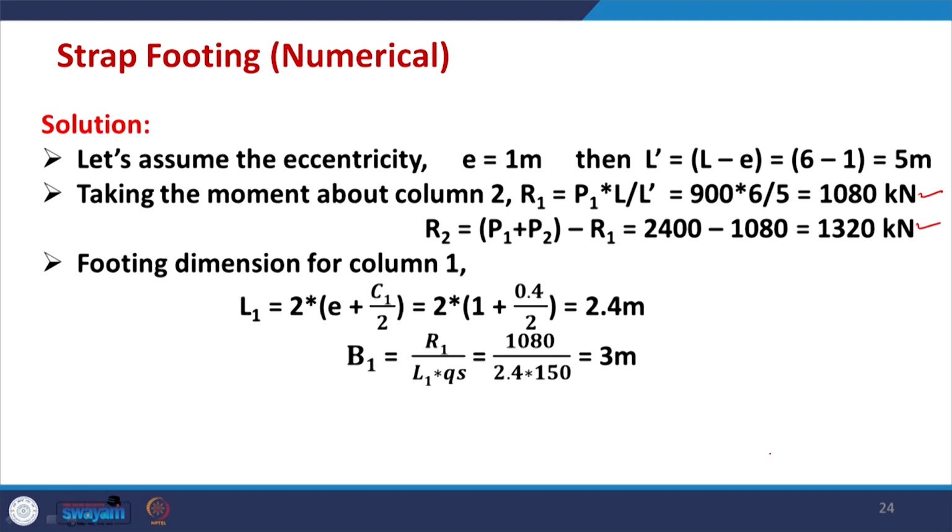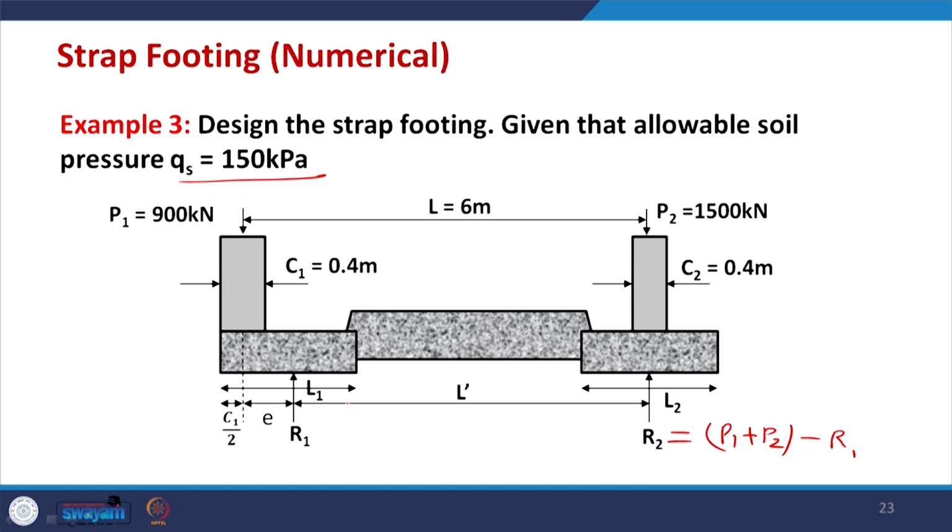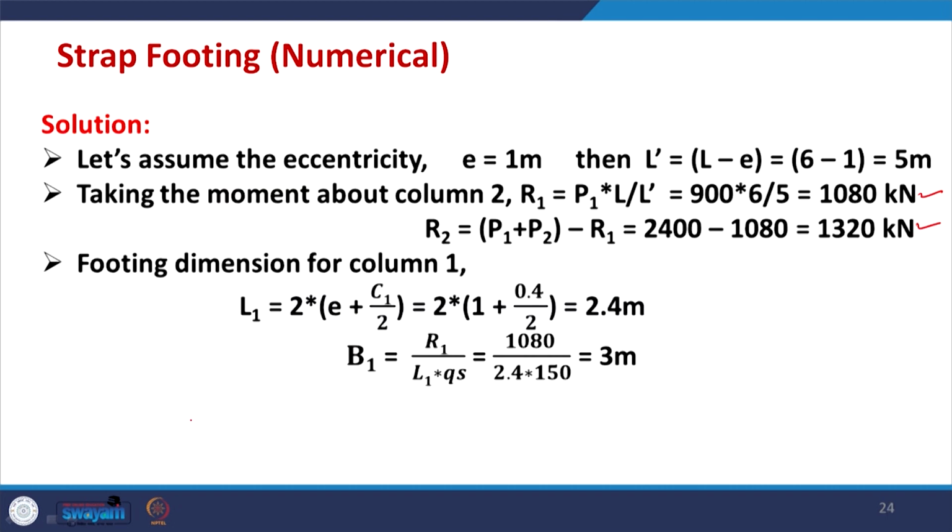The length of the footing L1 can be decided if the eccentricity is known. What is given is the eccentricity E. So, the length L1 will simply be E plus C1 by 2, and double of that. That has been found out here, 2 into E plus C1 by 2. You could see it is coming out to 2.4 meter.